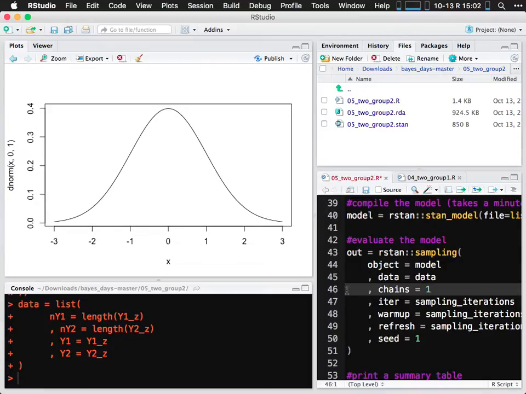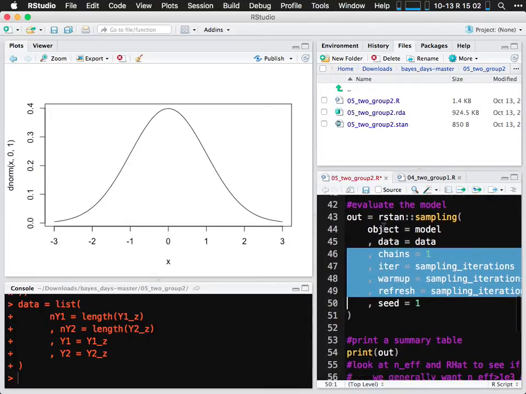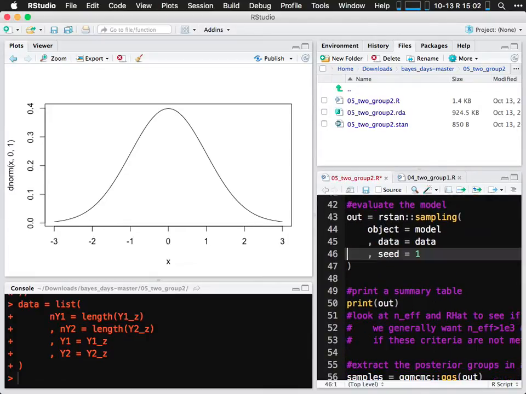If you get that extra line warning, ignore it. So having compiled the model, I'm going to go to my evaluate the model section, but I'm going to delete all these extra things. So I just have rstan sampling, object equals model, data equals data, seed equals seed.